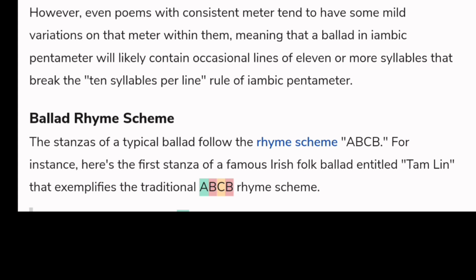However, even poems with consistent meter tend to have some variations on that meter within them, meaning that a ballad in iambic pentameter will likely contain occasional lines of nine, eleven, or more syllables that break the ten-syllables-per-line rule of iambic pentameter.